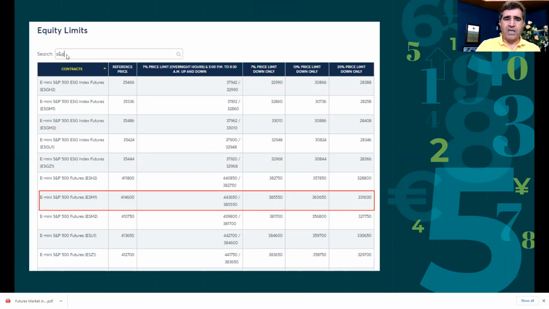You can go on CME. I just typed the S&P. So for instance, for S&P E-mini 500, which is ESM1, June 21, you can see the price was, just put 2 decimal points, 4,146, and they give you the rules already. They tell you what the 7% rule will be. The down limit will be 3,855. The 13% will be 3,606, and then the 20% will be 3,316. That means if it goes down there, then they're just going to halt it. So I hope that helps to understand.